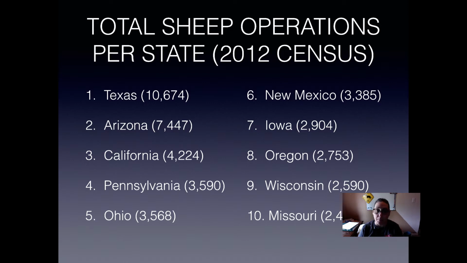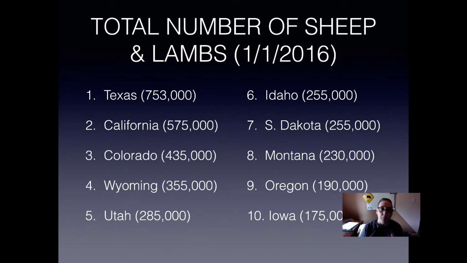So this is the total operations per state. But when we look at where the sheep are actually located and the number of sheep per state, again, Texas is the leader, followed by California. But now, pretty much what we see in the next top 8 to 9 is the western U.S., Colorado, Wyoming, Utah, Idaho, South Dakota, Montana, Oregon, and then Iowa squeaks in because there's actually a lot of feed in Iowa, and so it's had a pretty strong sheep industry as well. But what we see is no matter where the operations are, the large density of sheep numbers are going to be in the western U.S.